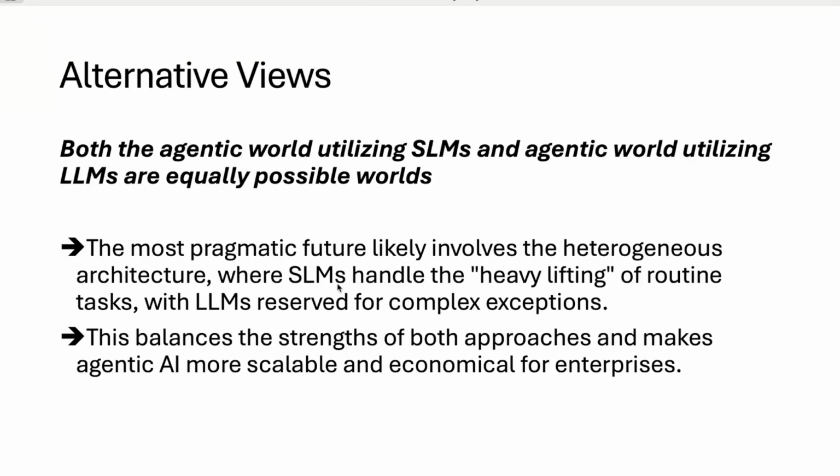So more likely the SLM should handle the heavy lifting of the routine tasks. If you find your task is repeated, it's routine, and your payload is high, so basically the number of queries is high, then you should think about the SLM. But some tasks are very complicated. It's very hard to scope what is needed for that task, like answering all kinds of queries or requests from the users. Then the LLM should still be reserved for the complex exceptions. And this balance strengthens both approaches and makes agentic AI more scalable and also more economical for enterprise.